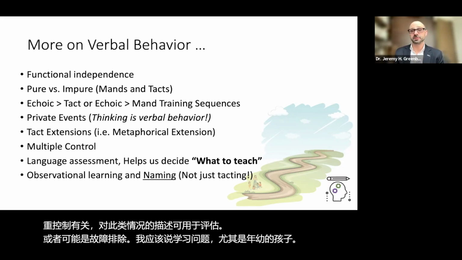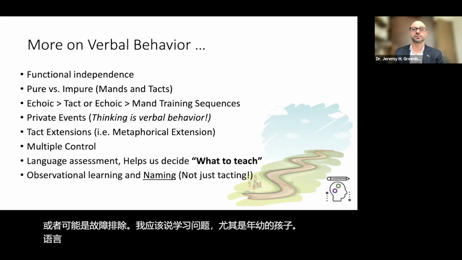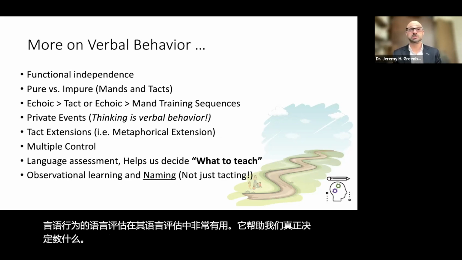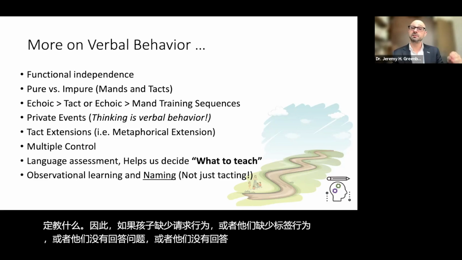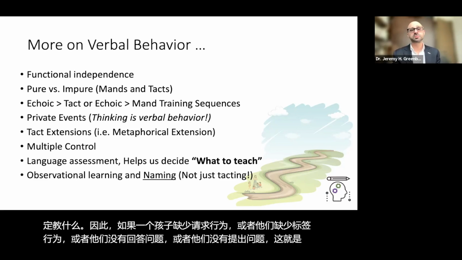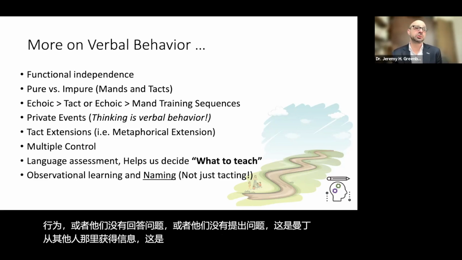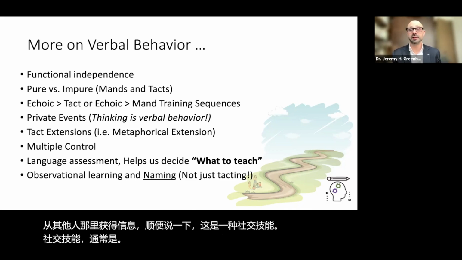Language assessment. Verbal behavior is very useful in language assessment. It helps us decide really what to teach. Like if a child is missing requesting behavior, or missing labeling behavior, or they're not answering questions, or they're not asking questions, which is demanding information from others, which, by the way, is a type of social skill. Social skills usually are types of verbal behavior.